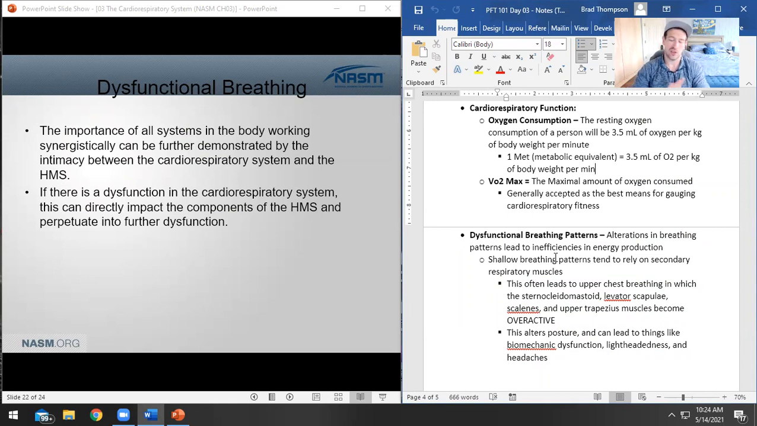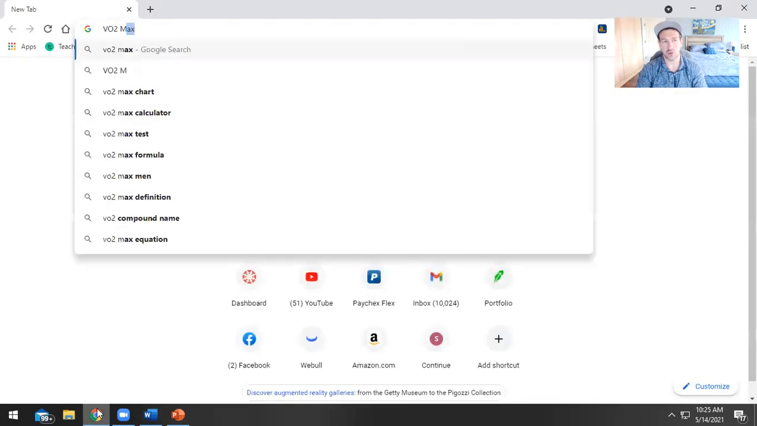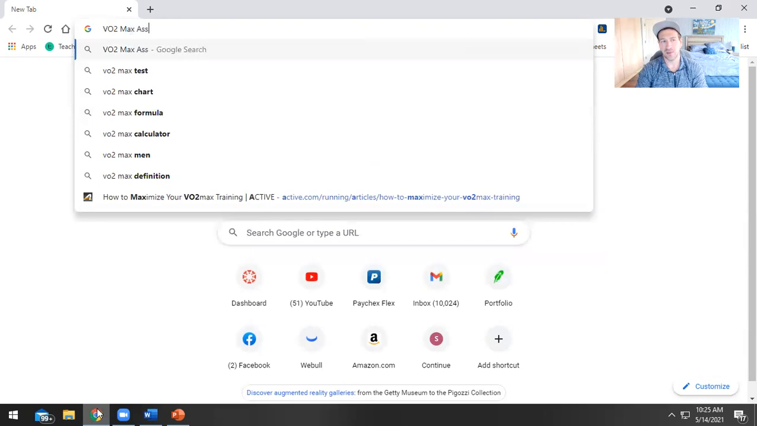Probably the best way to measure your breathing efficiency is what is called your VO2 max. Your VO2 max, or your volume of oxygen consumed maximally, is the maximum amount of oxygen that you can consume in general. This is generally the best way to gauge cardiorespiratory fitness. We can absolutely do our heart rate tests and our walking assessments, but if you want the best of the best, you should do a VO2 max assessment.